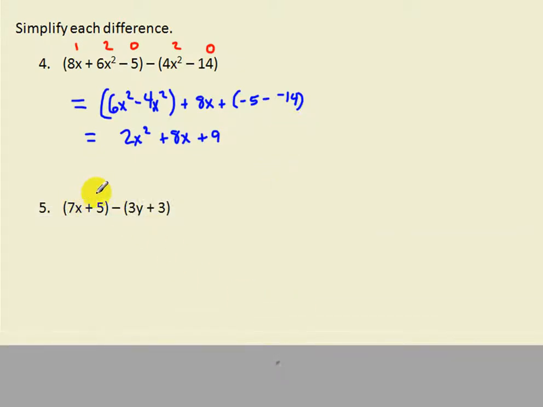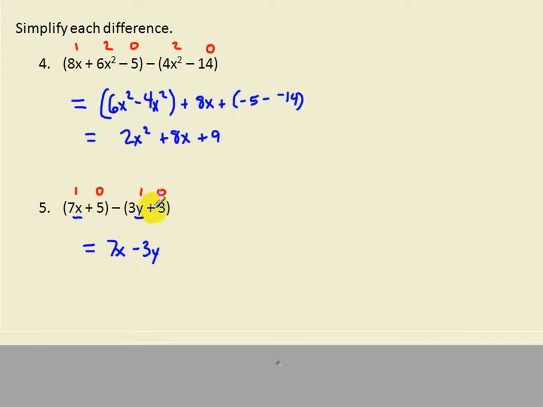Okay, number 5, 7x plus 5 minus 3y plus 3. Again, if we want to look at the degree here, we have 1, 0, 1, 0, but in this case, notice that our terms of degree 1 don't have the same variable, x versus y, so these cannot be combined. Now it's typical when you have more than one variable to list them, especially when they're the same degree, to list them in alphabetical order. So normally the way you'll see this is our term with x will go first, then our term with y, so minus 3y because we're subtracting 3y, and then our constant.